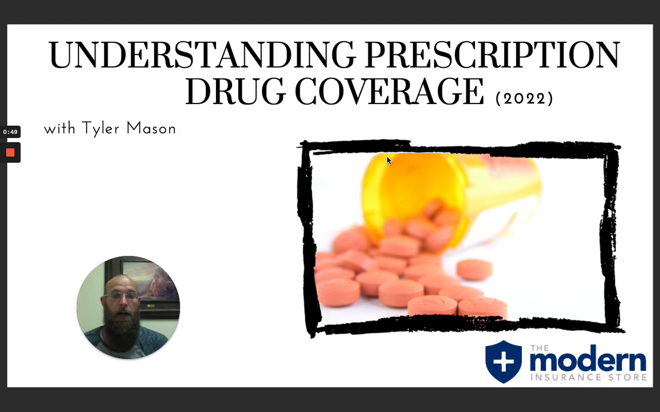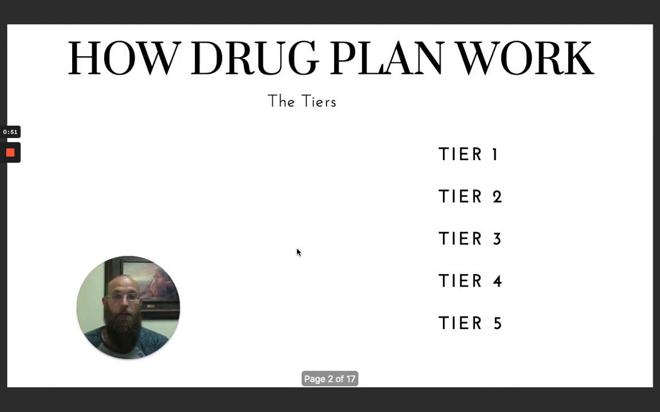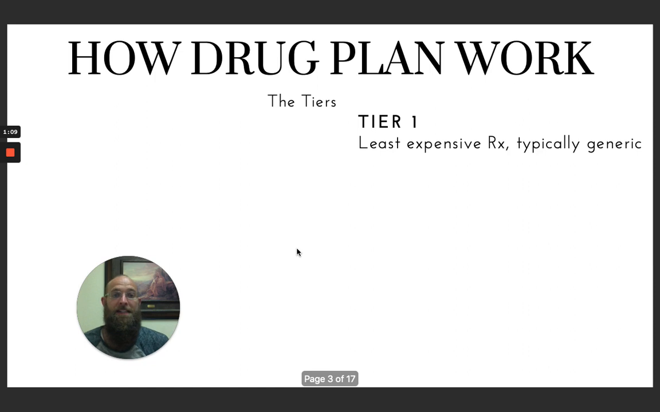Okay, so here we go. Here's basically how this boils down. Your medications are going to fall into one of 5 tiers. Now, for every rule, there is an exception, but generally speaking, all Medicare Advantage and all prescription drug plans are going to classify your prescriptions in one of 5 tiers. Tier 1 is the least expensive prescriptions, typically generics.